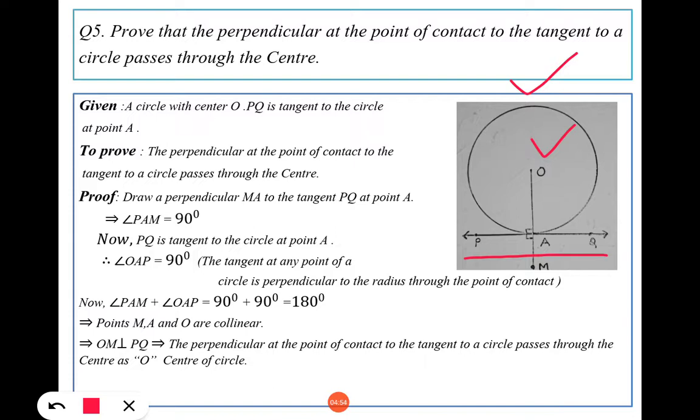To prove the perpendicular at the point of contact to the tangent to a circle passes through the center.